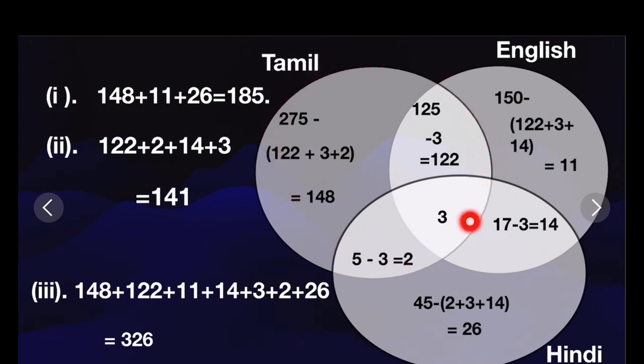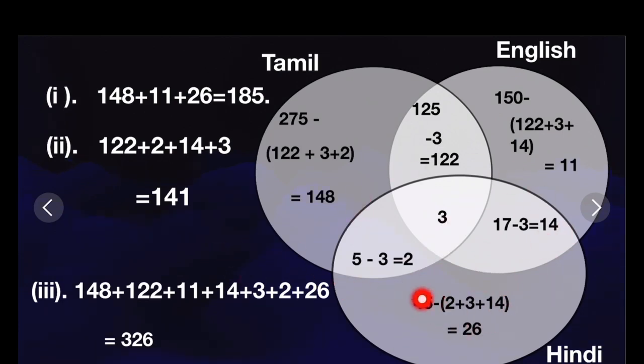Okay. Those who buy Tamil newspapers is 275. So from 275, we should subtract 122, 3 and 2. We have to subtract it. Then this remaining people will buy only Tamil. So in this area, we will write 148. Total is 150, the people who buy English. So from this total, subtract 122, 3 and 14, you will get 11. Here total is 45 people buy Hindi. So from 45, subtract 3, 2 and 14, you will get 26. So 26 people buy only Hindi.